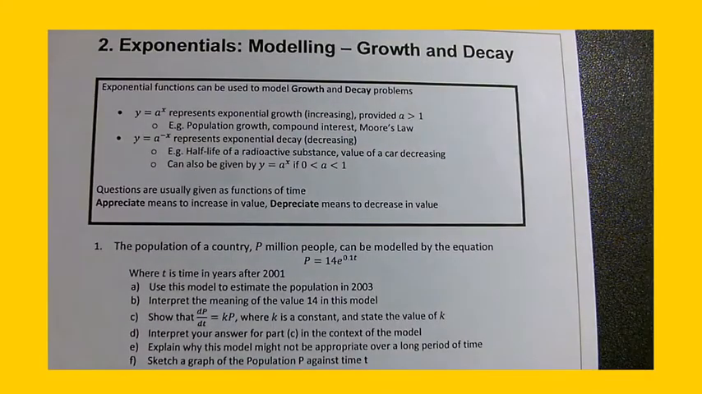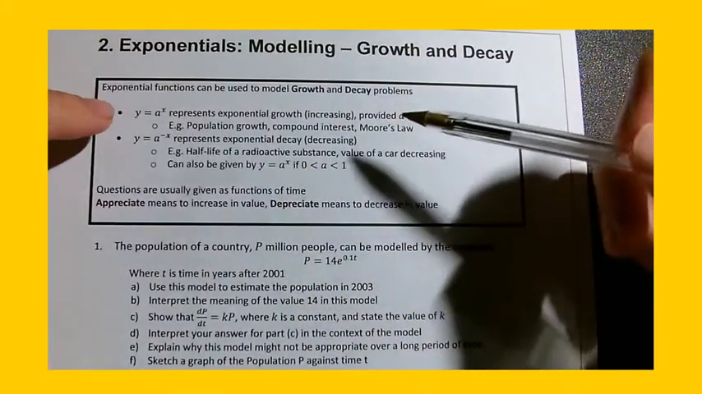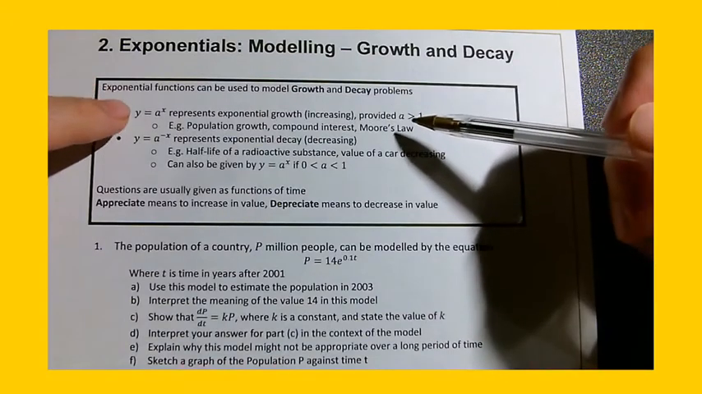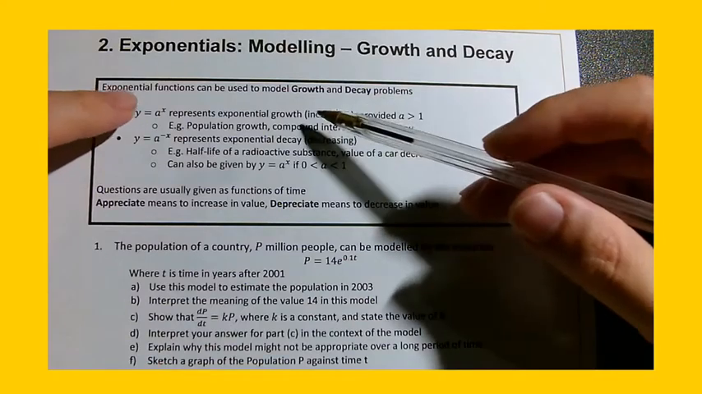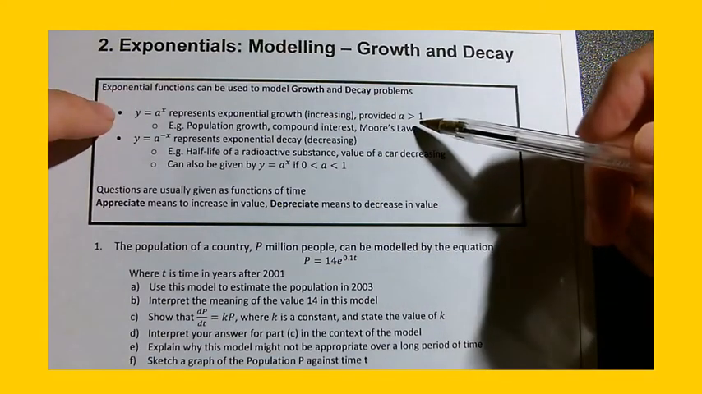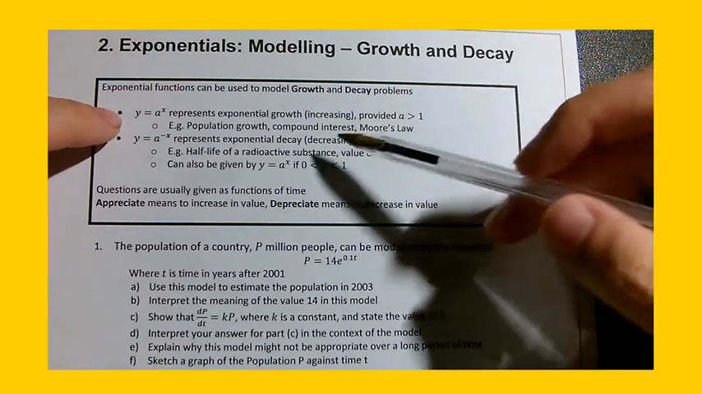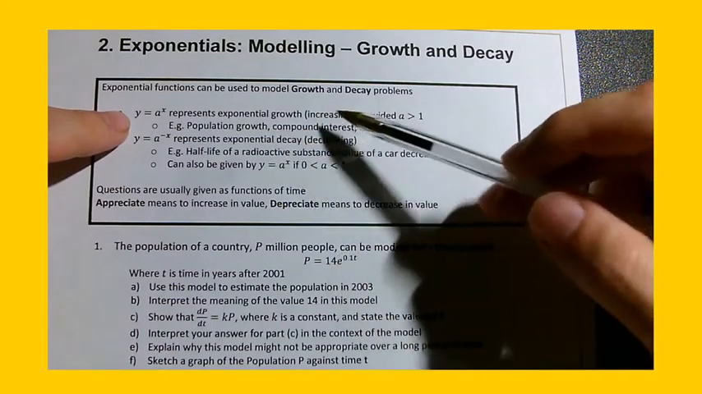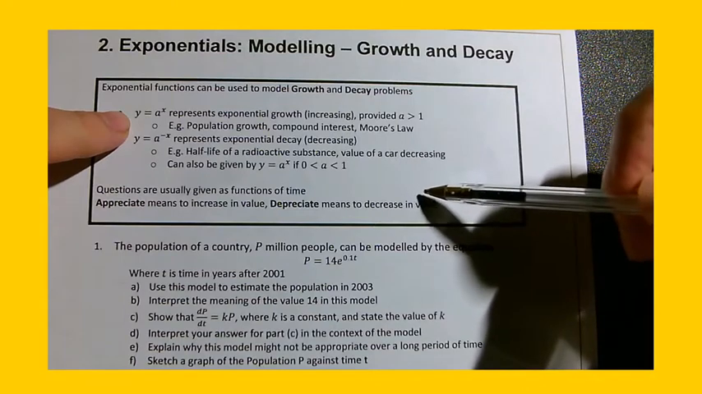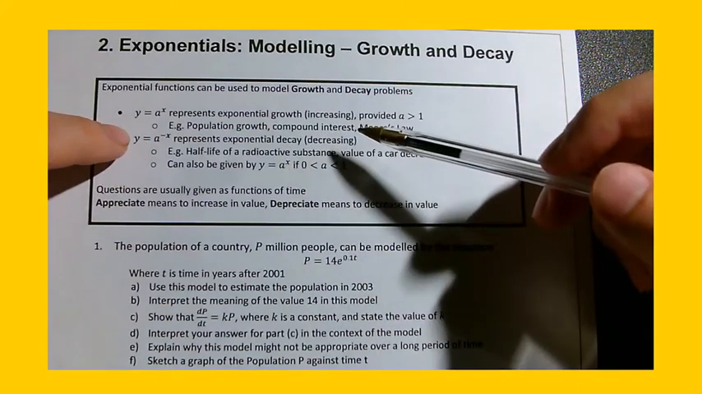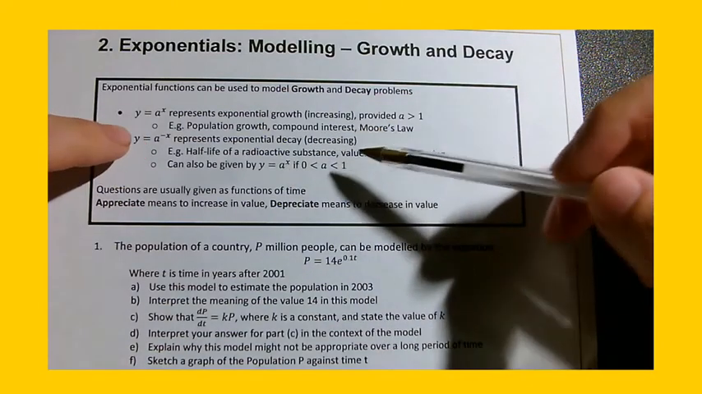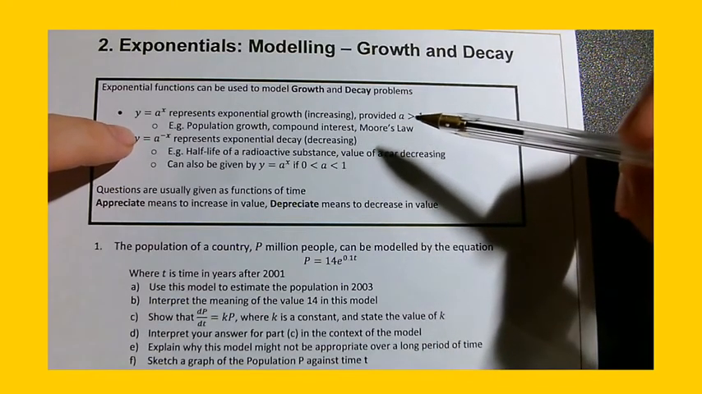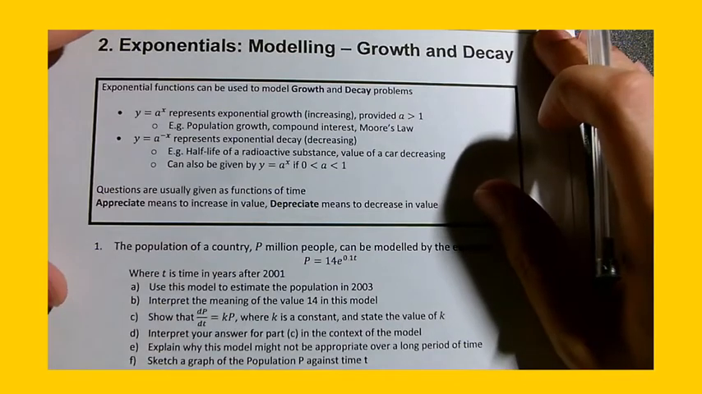So, there are two types of exponential equations that you could be asked to look at. The first is where we've got a positive power, which represents an exponential growth, providing a is greater than 1. So this could be used in contexts dealing with population growth, compound interest, or anything else. If you've got a negative power, that represents exponential decay, and that could be looked at in terms of the half-life of a radioactive substance or car depreciation in terms of value.